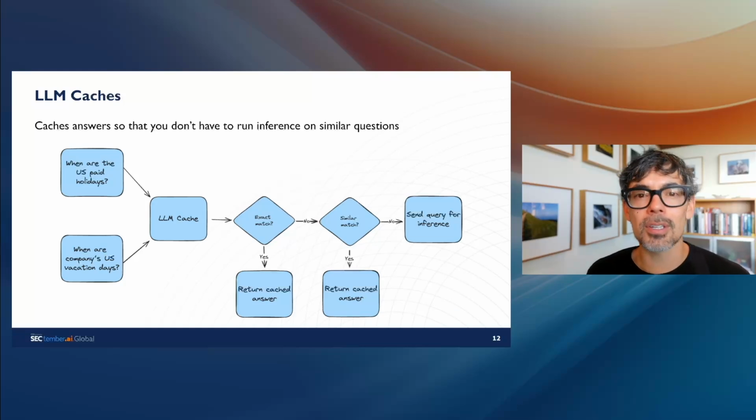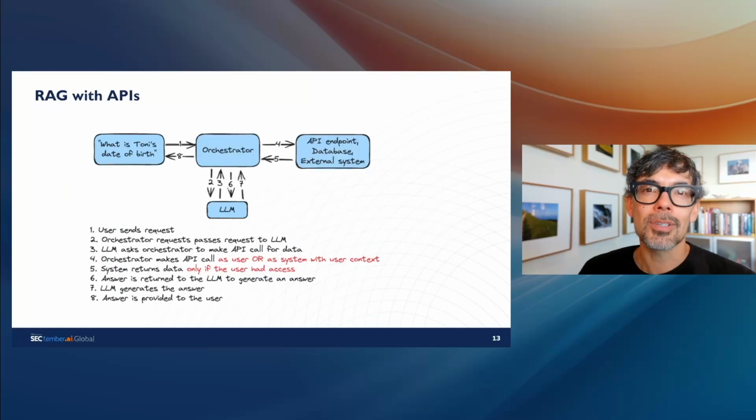Again, all these things are just different ideas for you to take back to your system building, so you can think through what can go wrong and how to make sure you're designing your authorization system in a way that doesn't accidentally leak data. All right, so next, we'll talk a bit about retrieval augmented generation with API calls.